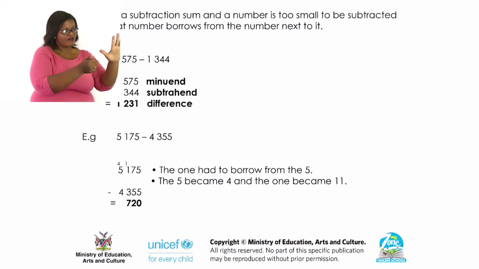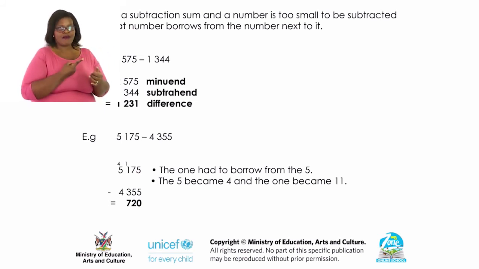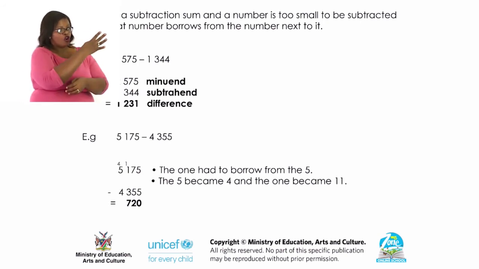Now the 5 borrowed the 1. Now that 1, when it's carried over to the 1, it becomes a 10. And that 10 plus the 1 now becomes 11. And now we say 11 minus 3 is equal to 7. And 4 minus 4 is equal to 0.